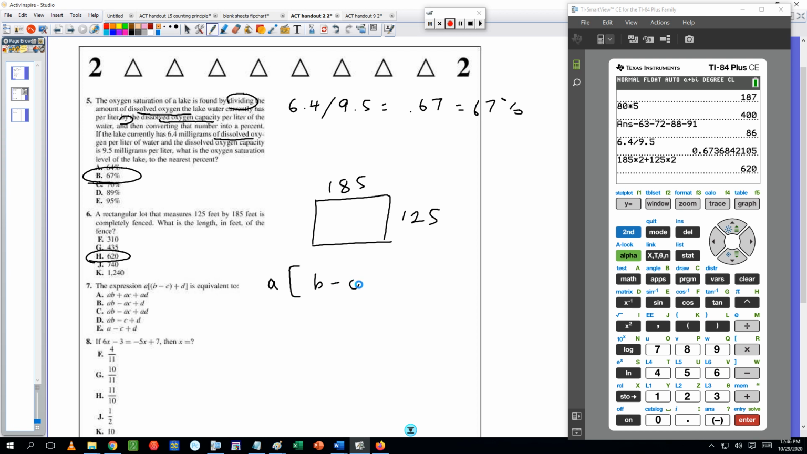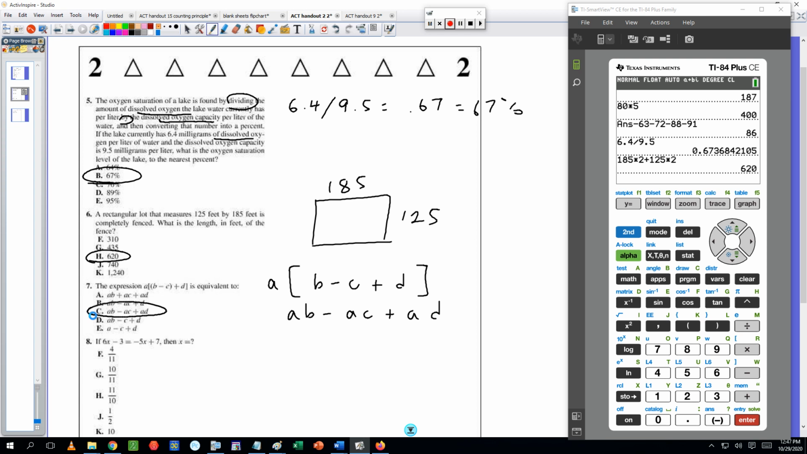H. The expression A is equivalent to, okay, I'm going to go inside that bracket, and I'm going to remove the parentheses plus D. I got a letter, I got a number in front of a bracket or parentheses, I distribute. That is not that one, not that one.